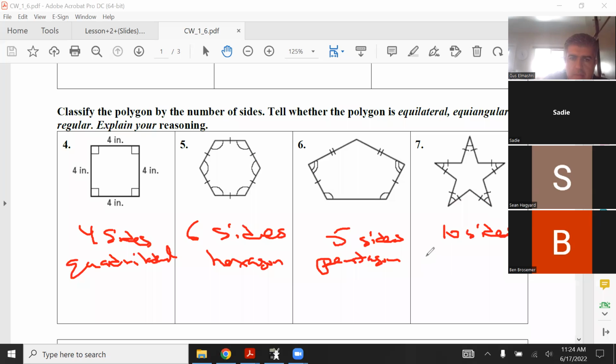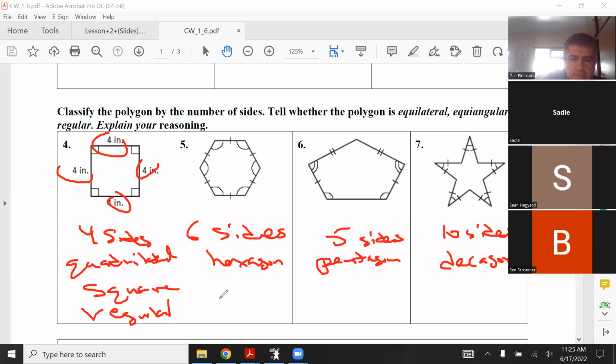And this one here, you call it a decagon. So this is going to actually be just a square. And it's regular, because all the sides and angles are the same, right? And likewise here, this is also regular, because all sides and angles are the same. So regular meaning all sides equal, all angles equal. Not true for number 6.